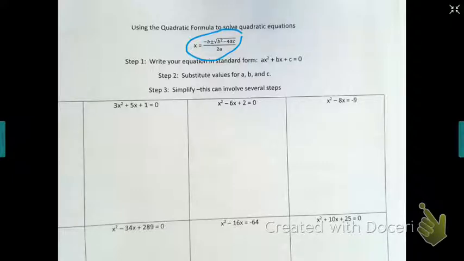3x squared plus 5x plus 1 equals 0. That means we're trying to find out where it crosses the x-axis. Okay? So first thing we need to do is identify A, B, and C.